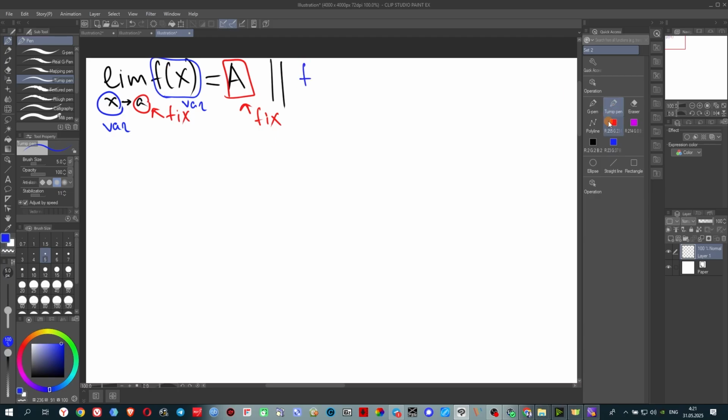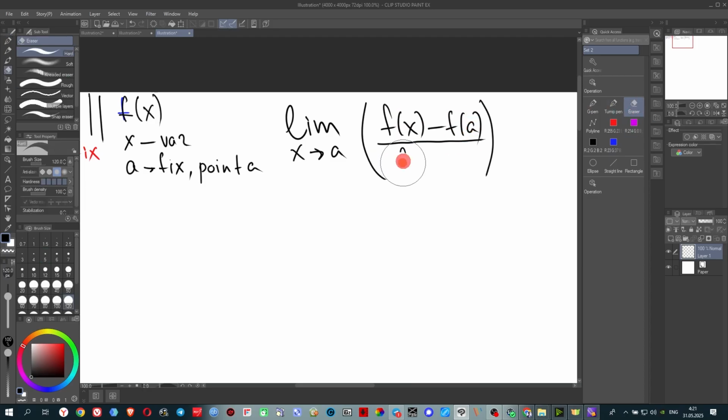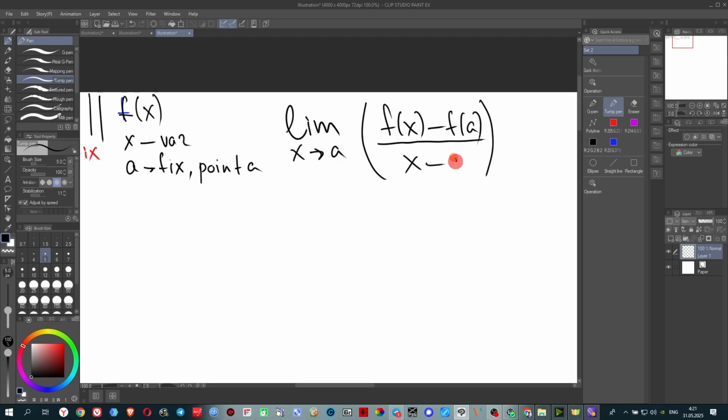We have a function. Let's write it down again as f of x is a function. x again is our variable. And we also fix some number a. Number a again is fixed, and we will call it again point a. But now we will look at another limit. Please pay attention and write down what I'm writing now. Limit when x goes to a, and here we have a fraction. On the top we have f of x minus f of a, and on the bottom we have x minus a.